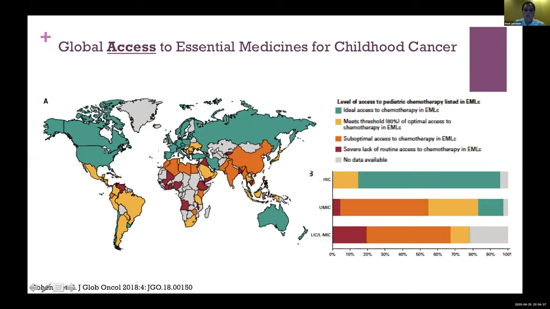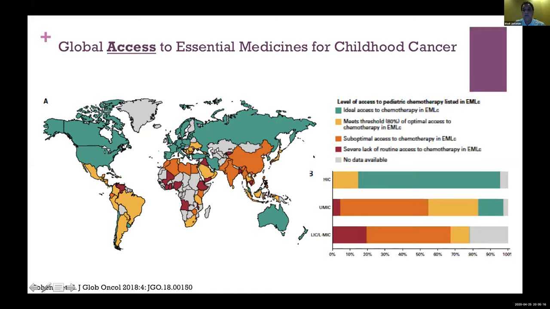So countries that are in green had ideal access to the essential medication list as listed by the WHO. And ideal meant that these countries had 95% or more access to the essential medication list for children with cancer. Yellow meant 80 to 95% access, and orange was suboptimal, meaning 60 to 80%, and red was poor access to the essential medication list.